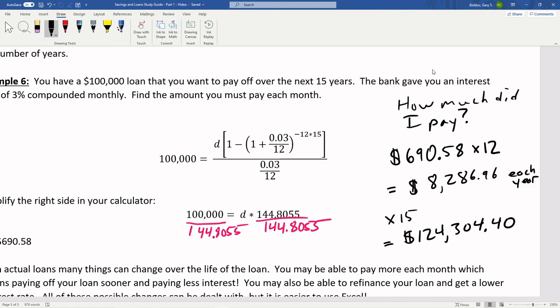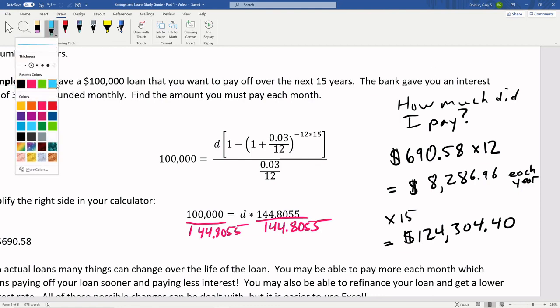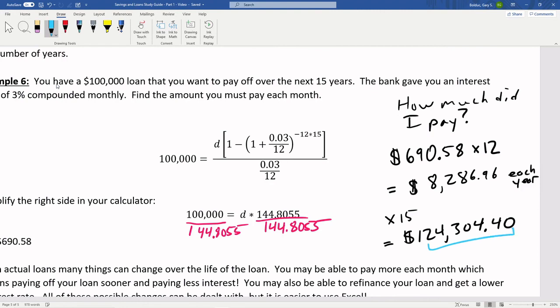So this extra chunk of money that you had to pay, this chunk here, the $24,304.40, that chunk here is the interest you paid. So that's how much you paid in interest. It's like what the cost of the loan really was for you. Okay? So that's what the bank gets. It gets $24,000 for letting you have its money over this time period. And that's how loans work.